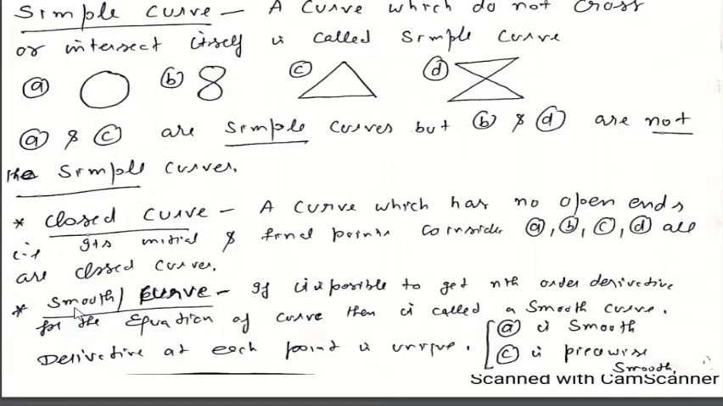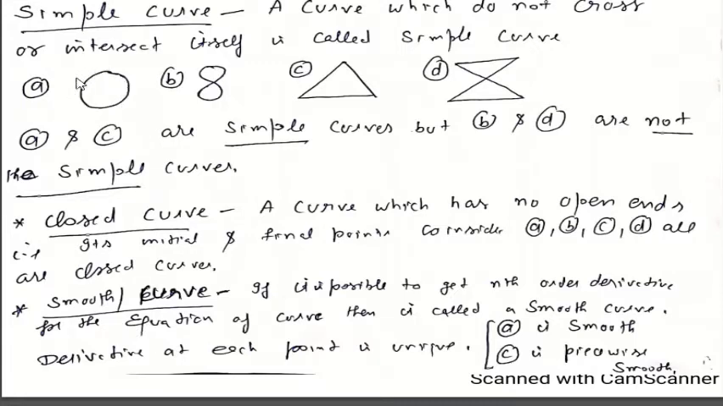And what do we mean by smooth curve? If it is possible to get a thorough derivative from the equation of the curve, that curve is called a smooth curve. That's mathematical language. Or at every point a unique derivative exists. You can have a unique derivative at each point. In other language, we can say if I move my finger across the curve and if it is smooth, you are feeling the smoothness, that curve is smooth.